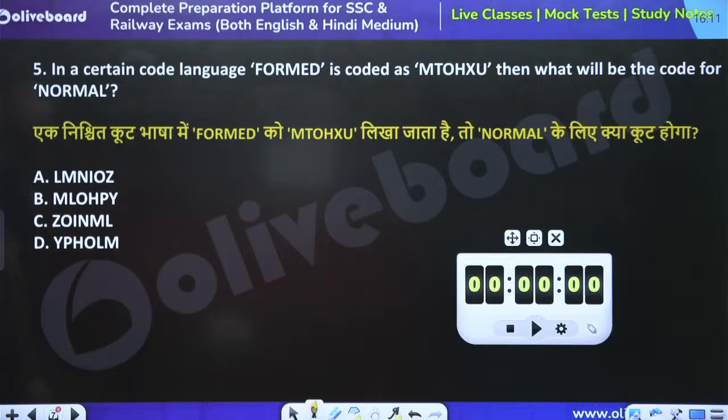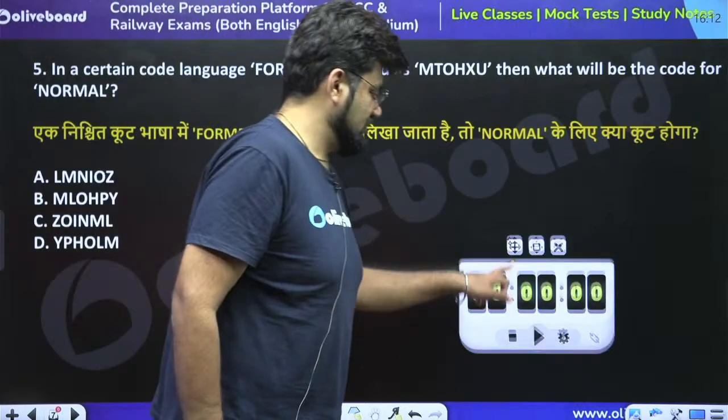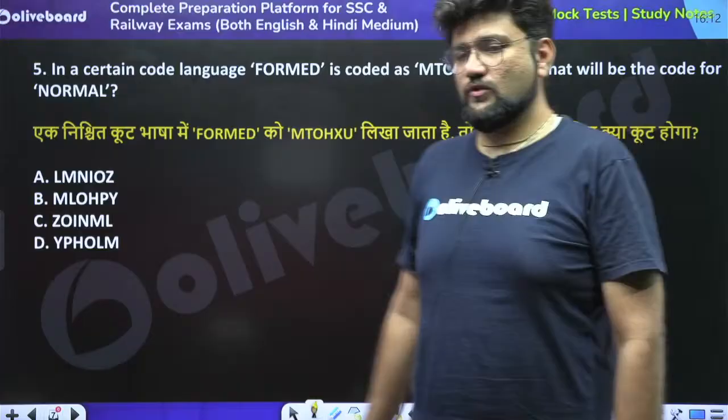Yes, formed is coded as this. So what will be the code for normal? It's an excellent question actually. This in itself is a challenging question. It's not easy to get it. It's not an easy question to decode.